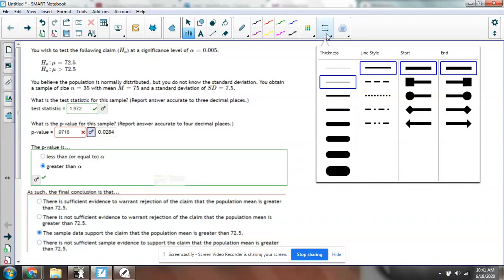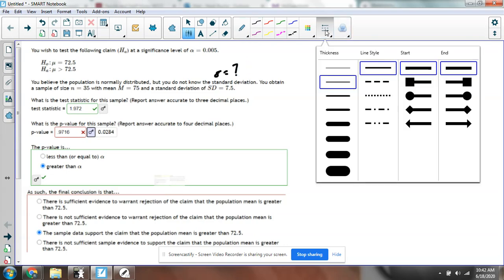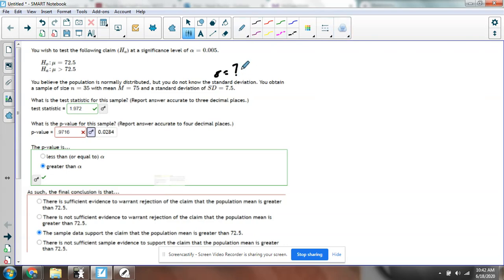Okay, with this question here, we're testing this null hypothesis that mu is 72.5. The alternative would be that mu is greater than 72.5. We believe the population is normally distributed, but we do not know the standard deviation. Sigma is unknown, so we're going to use a t-test.